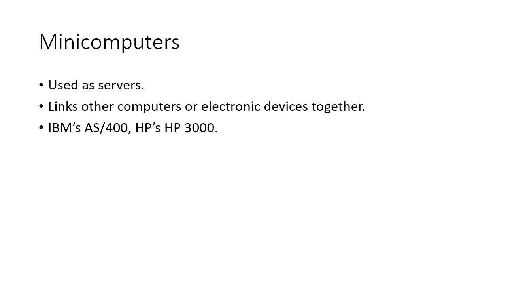Mini computers. Mini computers are used as servers in the networks. Because a server is a computer or a series of computers that links other computers or electronic devices together. A couple of examples of servers are IBM's AS/400 and HP's HP 3000. A server has to be a little bit more powerful or significantly more powerful than the other computers in the network, because it has to provide other computers, which are known as the clients, with a few services.